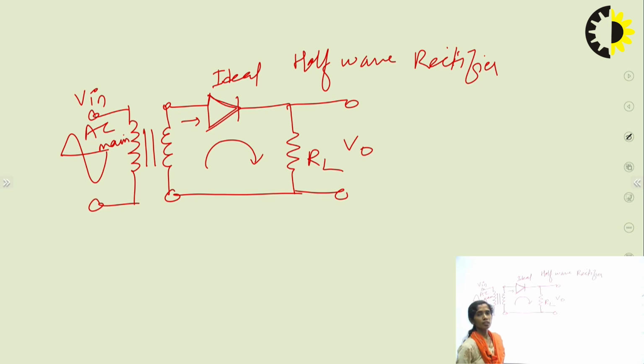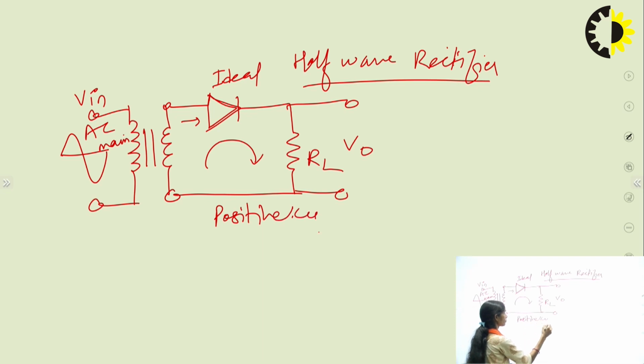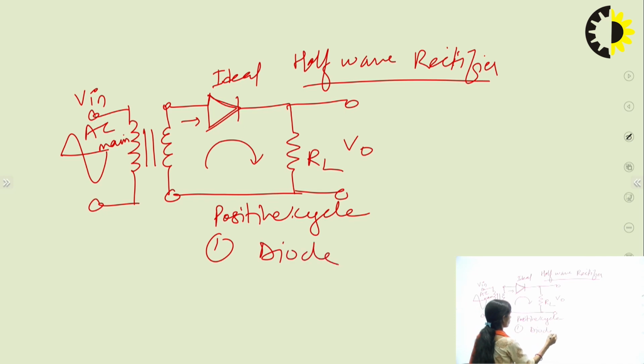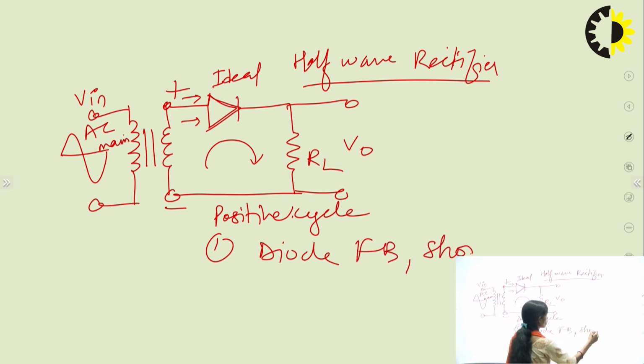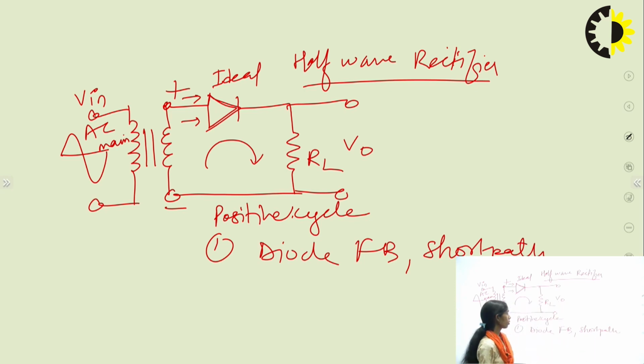So we can do the analysis of this half wave rectifier. This analysis can be done by using different cycles. First we will start with the positive cycle. For the positive cycle, this end will become positive and this end will become negative. So this positive will make the diode forward bias and it is treated as a short path. So the current is flowing, which is also AC in nature.